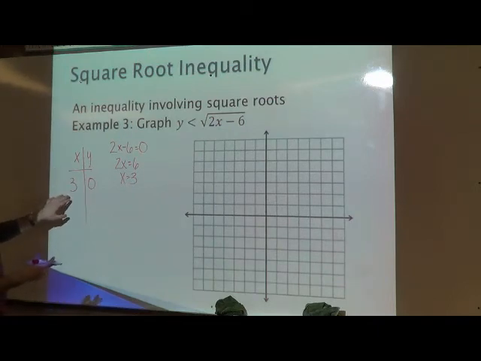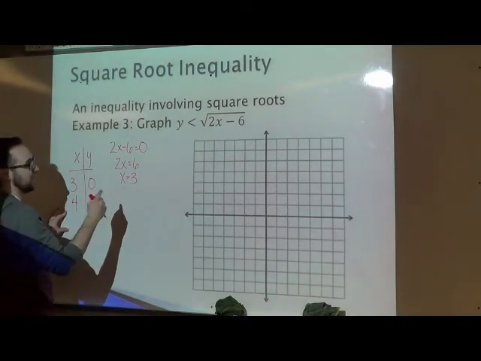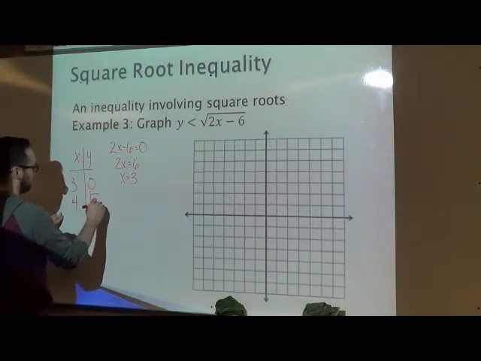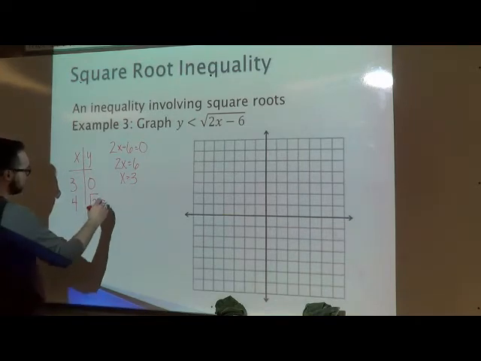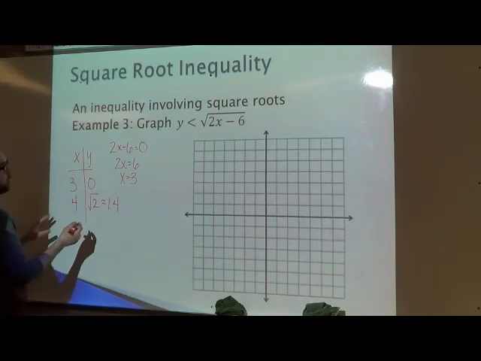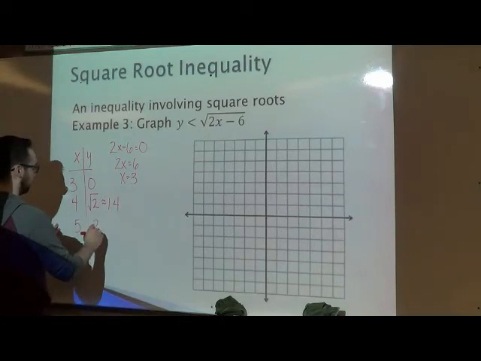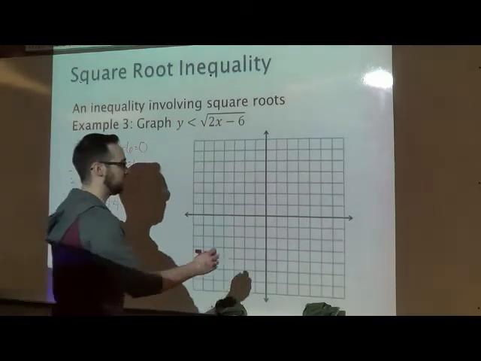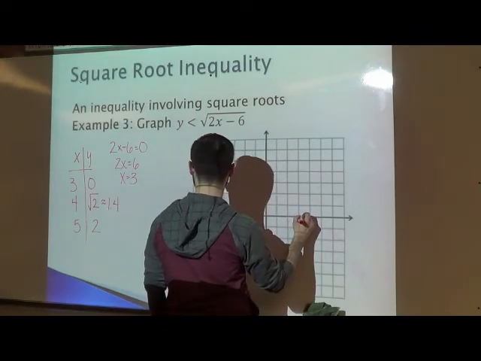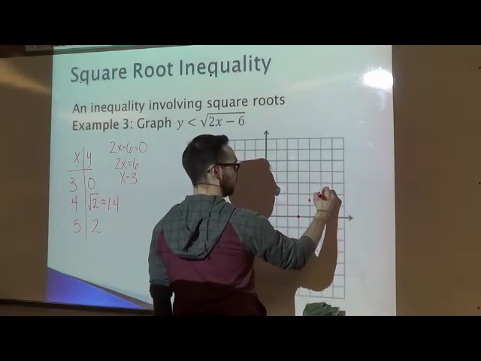Well then when I plug in, so then I have to go from there. So when I plug in a 4, I get 2 times 4 is 8 minus 6 is the square root of 2, which is approximately, I believe, 1.4. Then when I plug in a 3, we get 3 times 2 is 12, or excuse me, 6. Oh, I'm sorry, I'm going the wrong way. 5. 5 times 2 is 10, minus 6 is 4, which is 2. So then we have 3, 0, 4, 1.4, and then 5, 2.